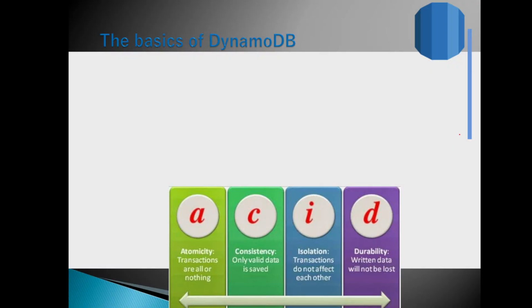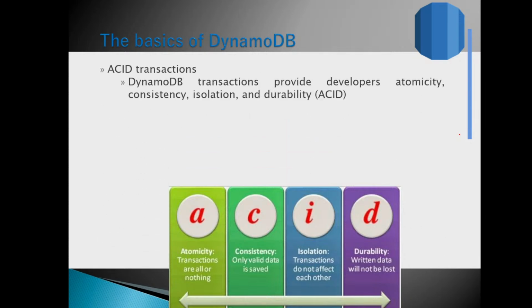This is called ACID transactions. It is generally used in banks or in transactions where multiple tables need to be updated simultaneously, and if any issues happen, don't update any of the tables. So here DynamoDB also supports transactions. DynamoDB transactions provide developers atomicity.